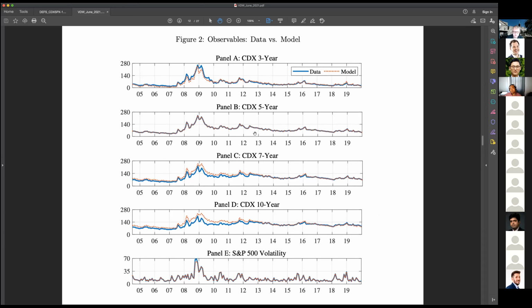And when you look at the 3, 7, and 10-year CDXs, you notice that we tend to very slightly underestimate 3-year spreads and overestimate 7 and 10-year spreads up to about 2013. As of 2013, 14, the model is pretty much there, although of course the spreads are much lower. So in a relative sense, we're quite happy with this so far.